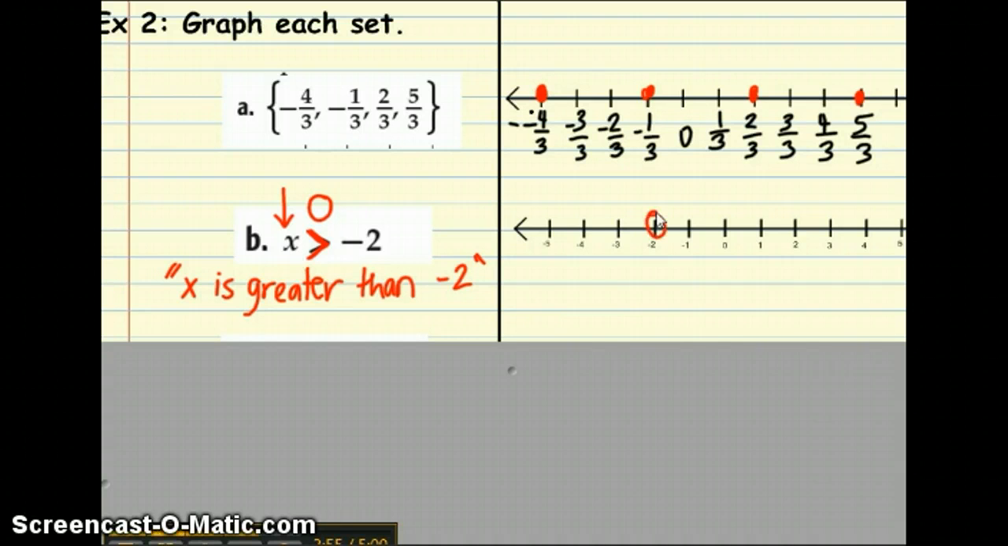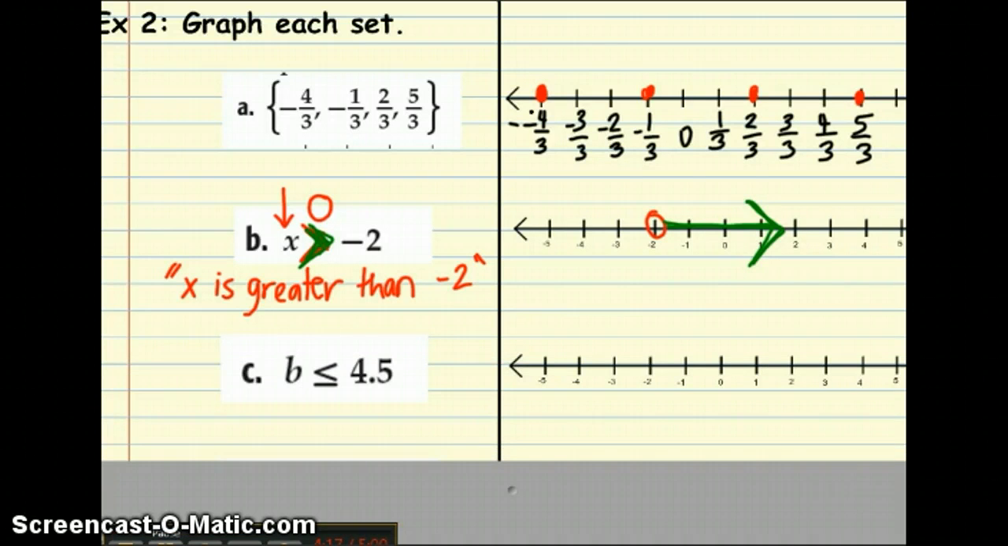So I'm putting an open circle at -2, and then I'm following the arrow. I'll grab another color so you can see what I mean by that. So the arrow is pointing in this direction. I know I'm going to have an arrow pointing in this direction. And the solution here is every number greater than -2.